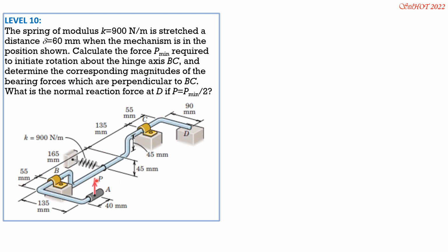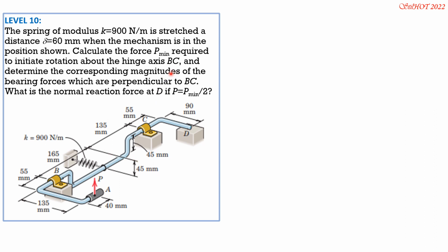When P is applied, it tends to rotate, and when that initiates rotation, this end of the bar at D will tend to rotate in that direction. So the minimum required P to initiate rotation means there will no longer be contact at D for that case. So there's no reaction at D when P minimum is required to initiate rotation about BC.